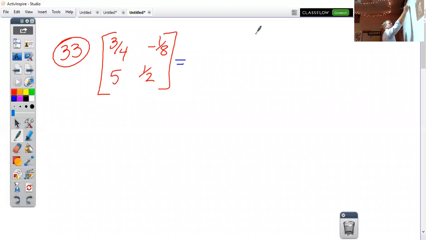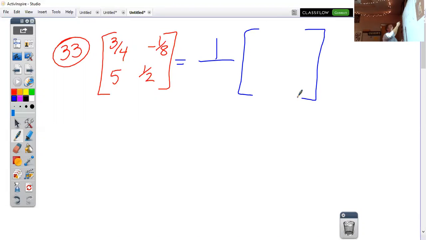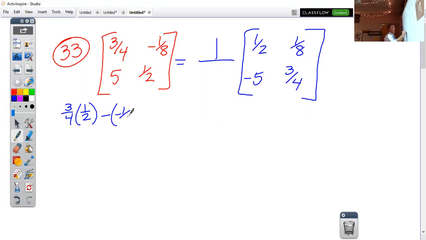So, all right. 1 over. What do we do with the 3/4 and the 1/2? Switch them. So 1/2, 3/4. And what do we do with the 5 and the negative 1/8? Change their sign. So negative 5, positive 1/8. And we got to figure out what is the determinant. So 3/4 times 1/2 minus negative 1/8 times 5.